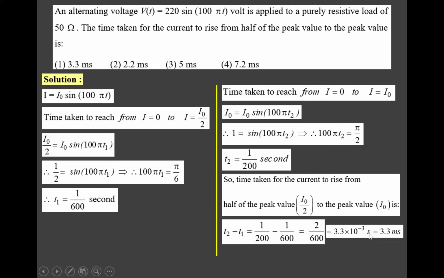3.3 × 10⁻³ seconds. But here the options are given in milliseconds, so this 10⁻³ we can replace by milli. So the answer is 3.3 millisecond. So as per given options, our answer is 1. Clear, children?